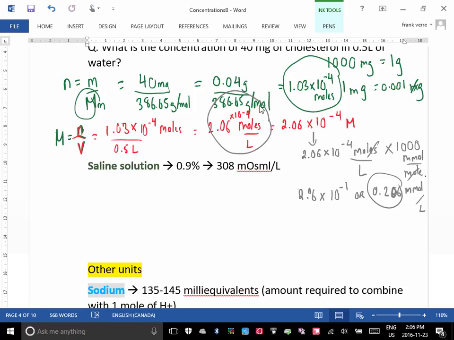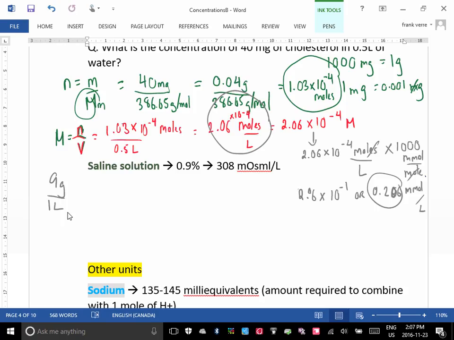We're almost done. Going back to the saline solution. So you go to the hospital and you get hooked up to an IV. They give you a 0.9% saline solution. Well, what is that? Let's first figure out what that is in moles per liter or millimoles per liter. 0.9% was 0.9 grams per 100 milliliters, which is the same as 9 grams for 1 liter.